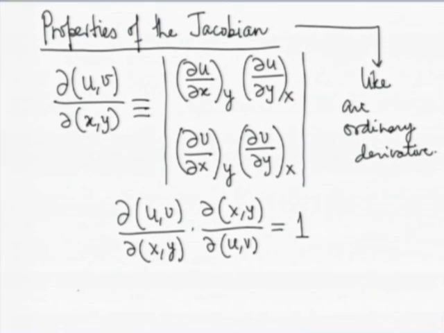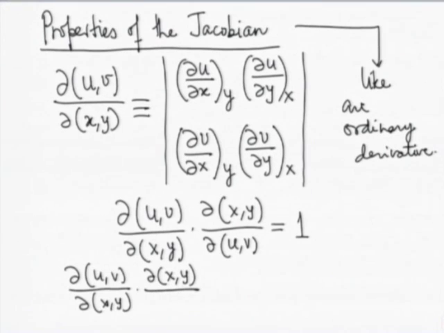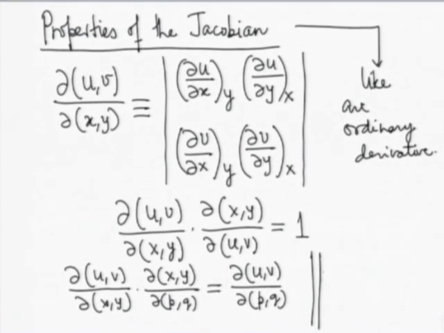Then even the chain rule can be used. For example, partial of u v with respect to x y multiplied by partial of x y with respect to p q will turn out to be partial of u v with respect to p q, just like an ordinary derivative. This is like the ordinary derivative of u with respect to x multiplied by the ordinary derivative of x with respect to p is the ordinary derivative of u with respect to p. But for a pure partial derivative, that is not true. But this combination of partial derivatives known as the Jacobian behaves like an ordinary derivative.